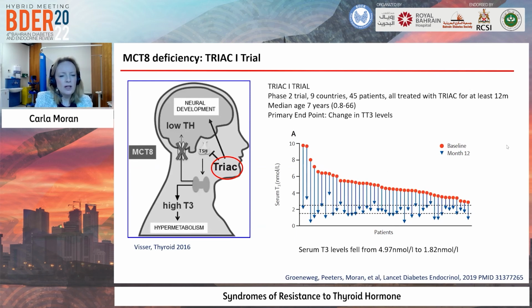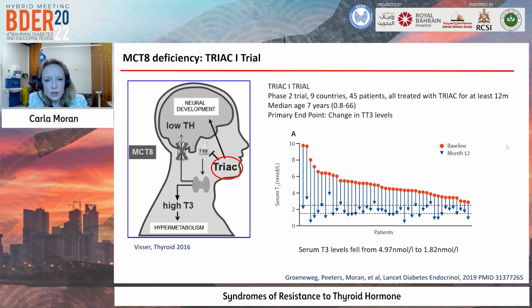And so interest in the use of the thyroid hormone analog Triac came about. This is the same medication that I mentioned earlier. And the reason why Triac was hypothesized to be of benefit to these patients was because it lowers the TSH level and hence would reduce the T3 level and improve the peripheral hypermetabolic phenotype. And Triac does not require MCT8 to enter into neurons, and it can activate thyroid hormone target genes in a similar way to T3. So it was thought that it might be beneficial centrally as well.